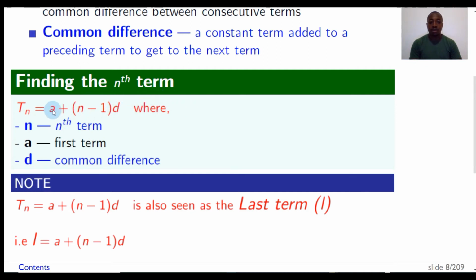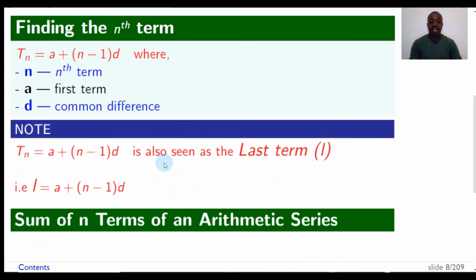Now we need to understand what each one of these means. n is the nth term that we'll be looking for. We will see with an example how this works. a is referring to the first term of the series that you are dealing with, and d refers to the common difference. Now, having said this, you need to also note that Tn equals a plus (n minus 1)d. This formula that I just gave you for finding the nth term is also seen as the last term. It represents the last term, l.